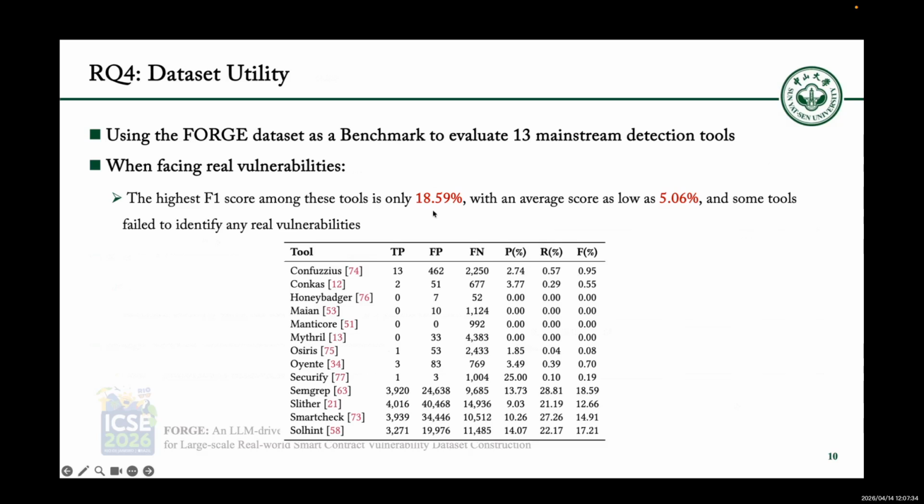Okay, for AQ4, we evaluate 13 mainstream smart contract detection tools by mapping each to the detectable vulnerability types to CWE categories, then running them against real vulnerabilities in our dataset. The results are striking. The best F1 score is only 80.59%, and the average is just 5% above. Some tools fail to detect any vulnerabilities at all.